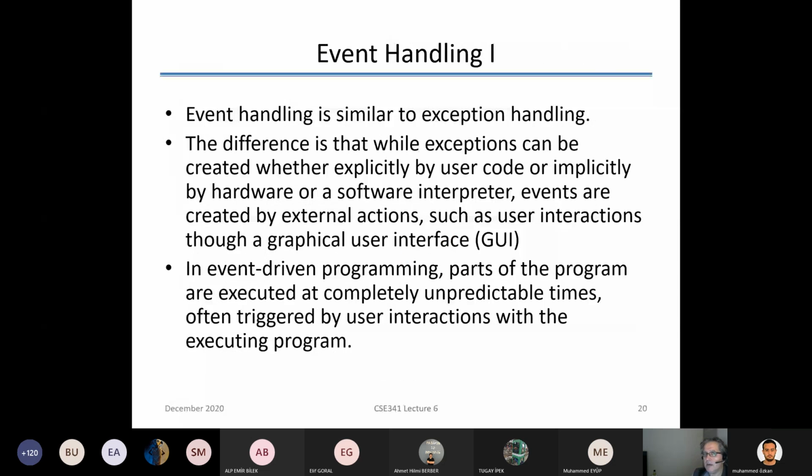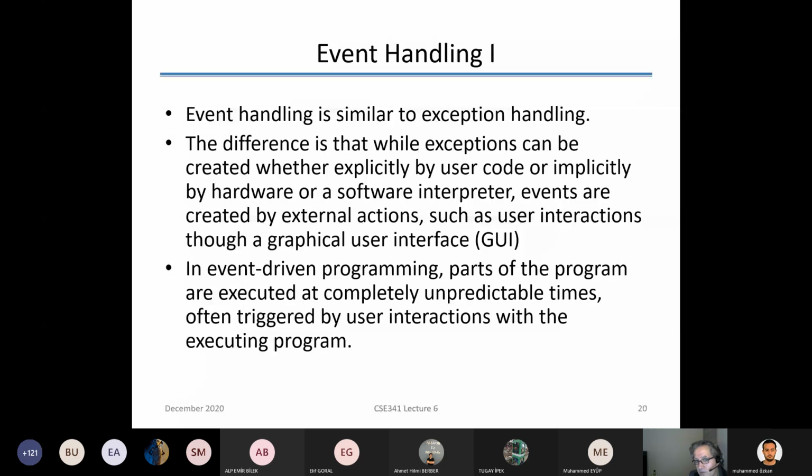There is a similar topic which is called event handling, and event handling is kind of similar to exception handling, but not exactly the same thing. It is a kind of programming construct. The difference is that while exceptions can be created explicitly by user code or implicitly by hardware or a software interpreter, events are created by external actions, such as user interactions through a graphical user interface, like a mouse click or clicking on a button or whatever else you can do.